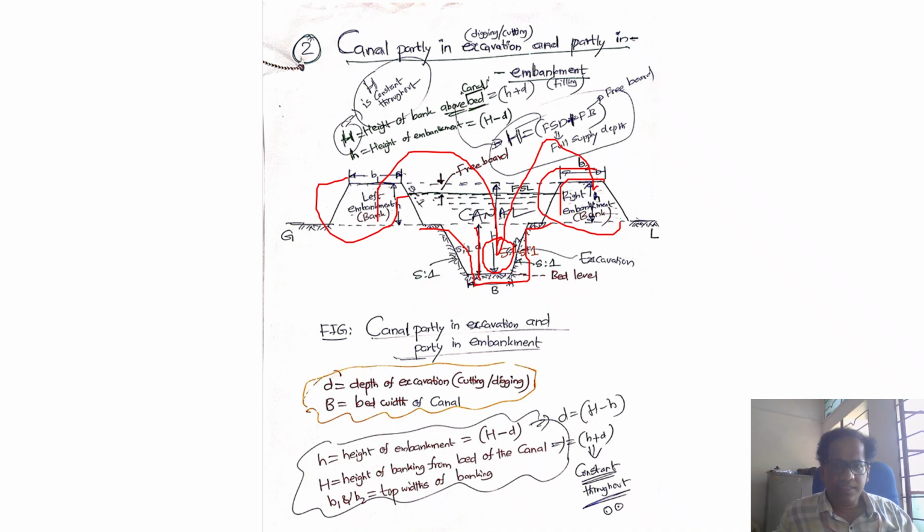Then we have a capital H here, right from here to here. That is small h plus small d: depth of the bank plus depth of the digging. Now capital B is the width of the canal. As we discussed, capital H is equal to small h plus d, or in other words, small h is equal to capital H minus d. In fact, this h is constant throughout. Capital H is constant throughout.